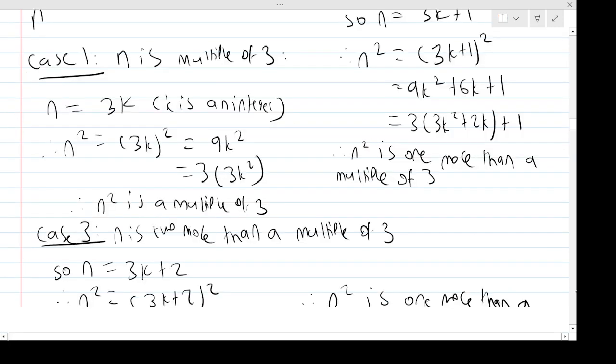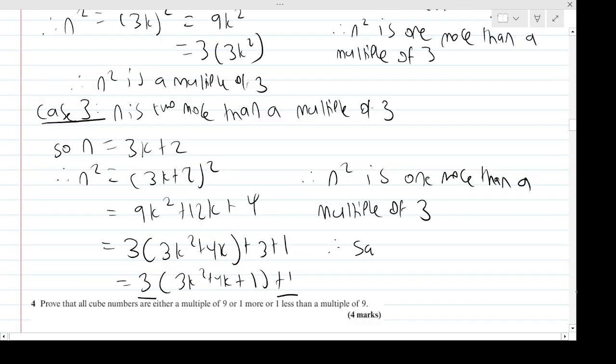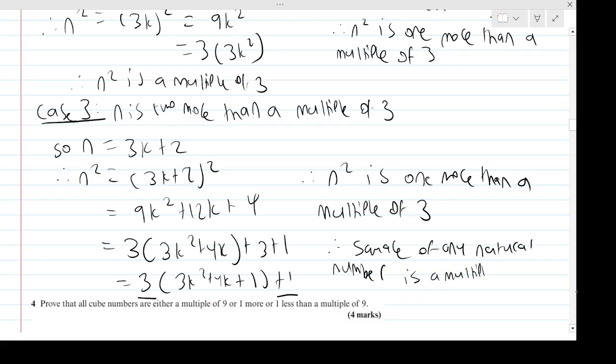So therefore the square of any natural number, which again is just a fancy way of saying positive integer, is a multiple 3 or 1 more than. Okay, cool.